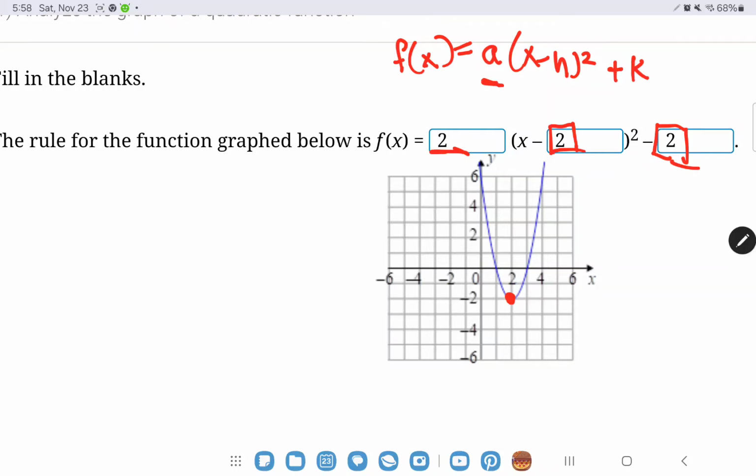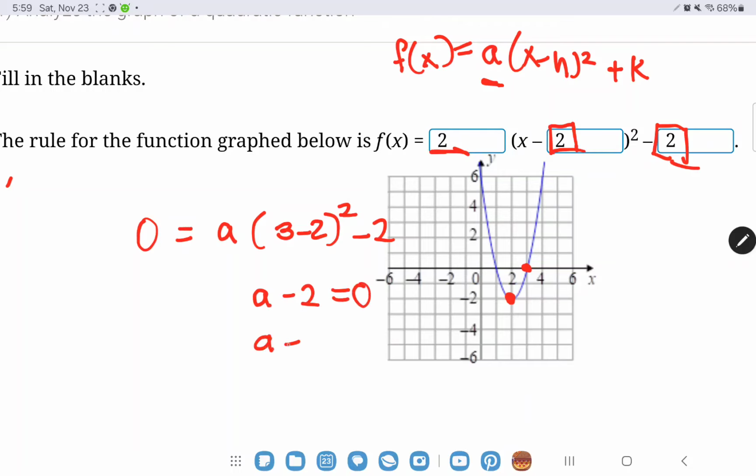Now we need to find a. So what we do is we find any easy point. You can take this point, but I'd rather you take one touching the line. So 3, 0. And you're going to do f(x) is the same as y. So 0 equals a into (3 minus 2) squared minus 2. Now let's solve. 3 minus 2 is 1. 1 squared is 1. So 1a, aka a, minus 2 equals 0. So a equals 2. And that's your first value.